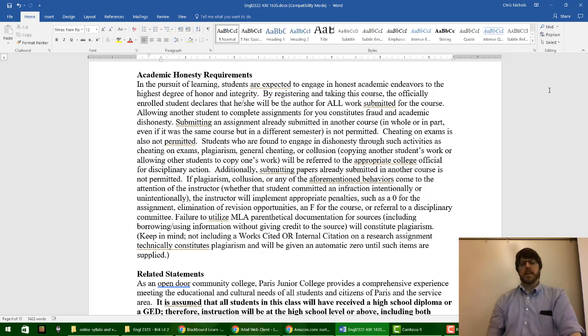Now keep in mind, if you don't include a works cited or internal citation on a research assignment, technically that's plagiarism and will be given an automatic 0 until such items are supplied. So, you know, think about it. If you turn in a paper that's got internal citations but no works cited, I don't really know what they're referencing, so it could be plagiarism, so I can't grade it, so I just give it a 0. So any paper that's supposed to have research is only the research paper. Once we get to the research paper, if you turn it in without the works cited or internal citation, or both, I'll give you a 0 and tell you to please submit it with the stuff, because I will not grade it until that is all there.